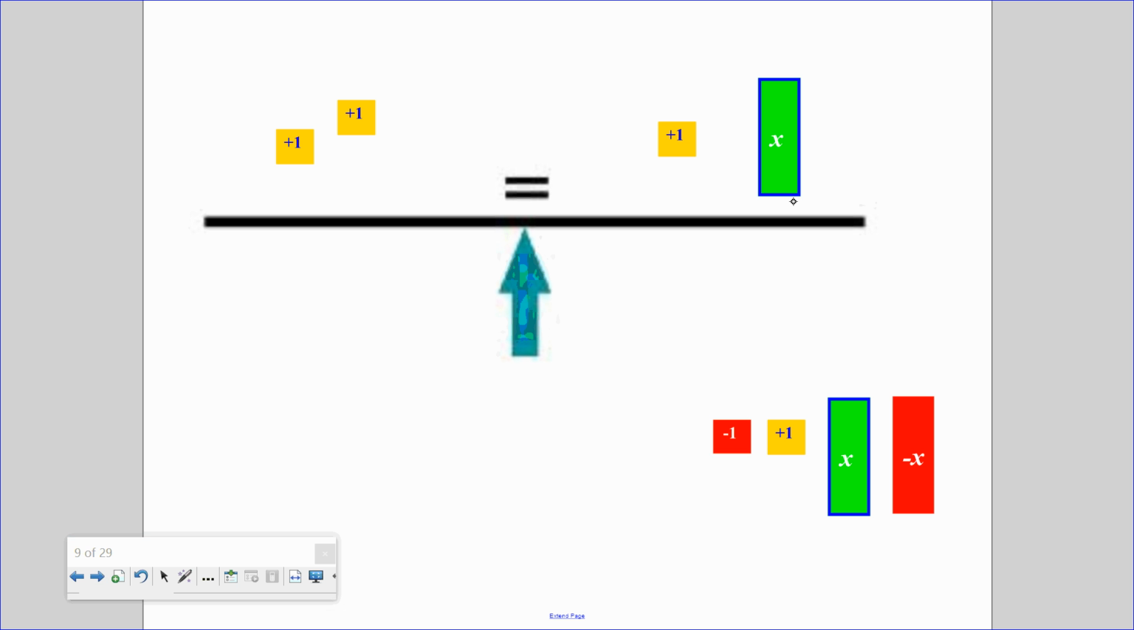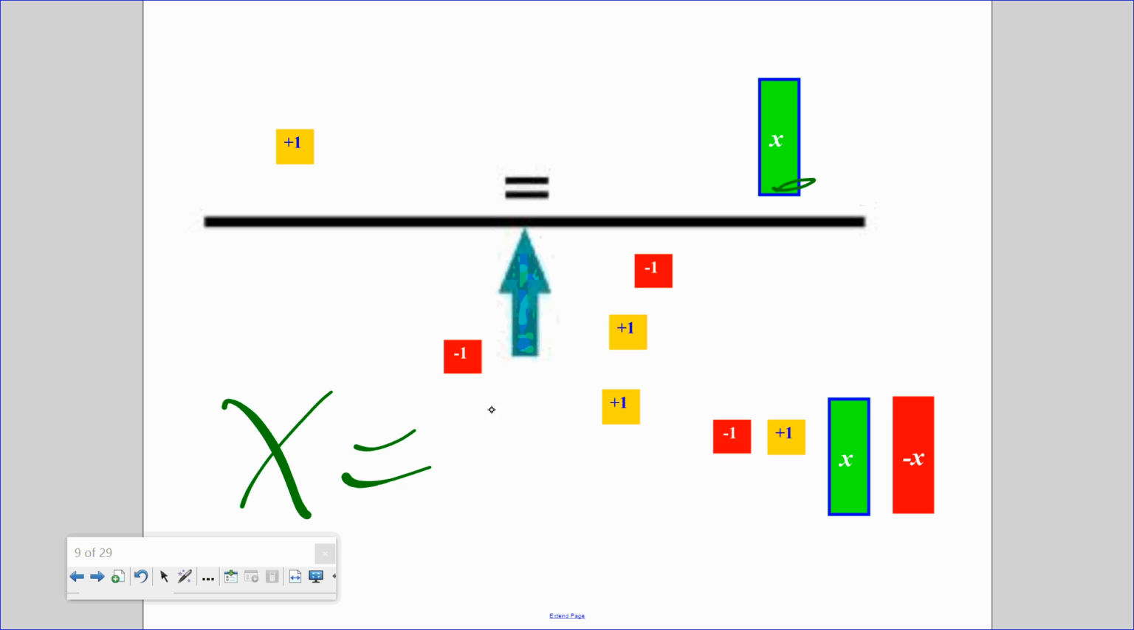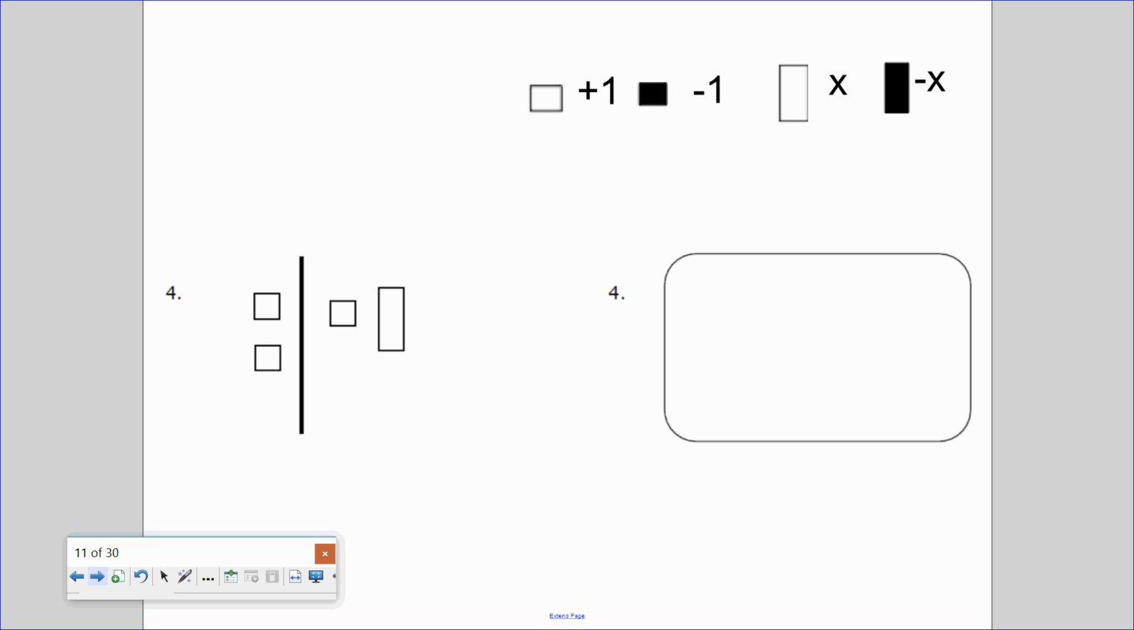So I need to isolate this variable right here. So what's the inverse of plus 1? Minus 1. Minus 1. Balance it out. This 1 pairs out, so x equals 1. Whoops. Let's go back here. So we have 2 is equal to x plus 1.